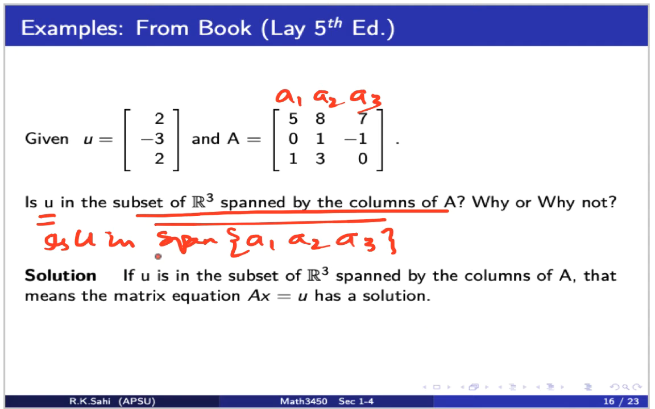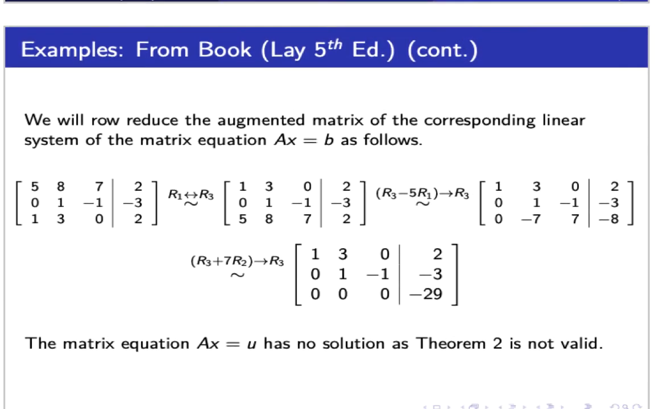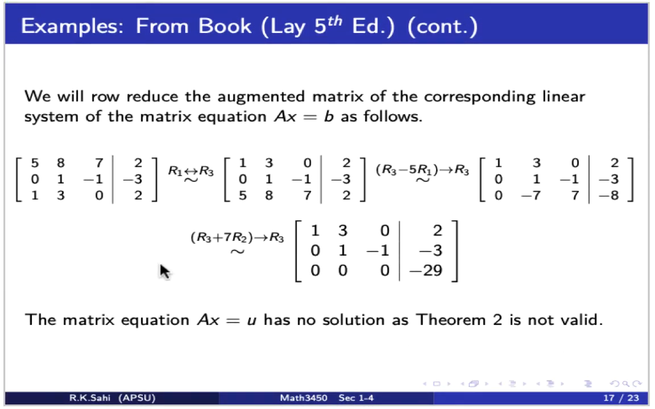Okay, so if u is in the subset of R3 spanned by the columns of A, that means the matrix equation AX equal to u has a solution. Okay, what does that mean? If that has a solution, in other words, I'm going to write down the augmented matrix. When we write down the augmented matrix, we have the matrix here. These are the columns A1, A2, A3, and this is the vector b, which is all the constants on the right-hand side of the equal sign.